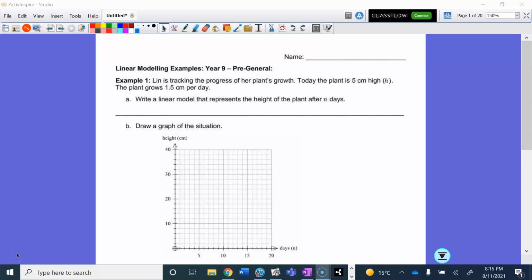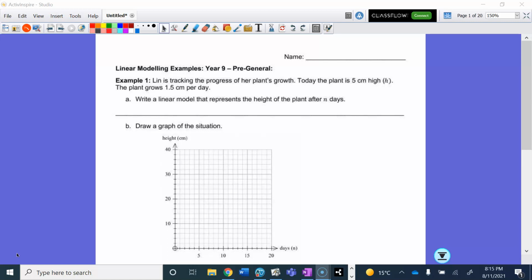This video is for Year 9 students that have chosen Year 10 General Maths next year. Linear equations, linear relations, linear modelling, linear inequalities, all sorts of linear stuff is really important in terms of general maths. Basically, you'll do a topic. The first topic of Year 10 is linear.